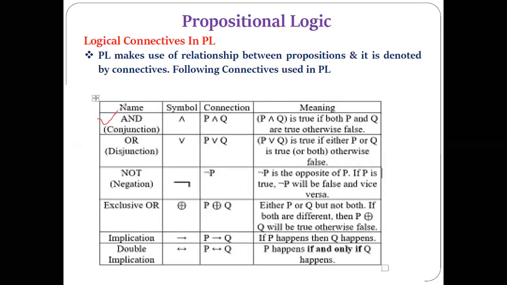Now the first connective is and. Now you must have understood this one. Second is or, which is also called disjunction, and this is represented by the or symbol, and its relationship can be shown like this: P or Q. Now P or Q is true if either P or Q is true. P or Q कधी true असेल when either one of them is true, either P is true or Q is true, or if both of them are true, then also P or Q is true, otherwise it is false.